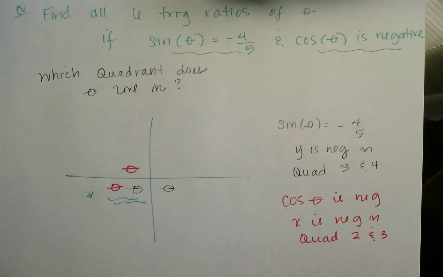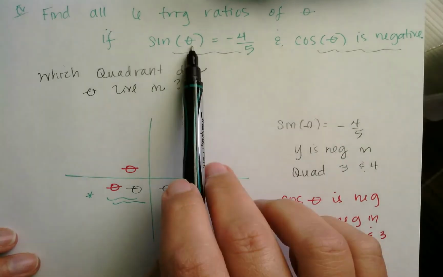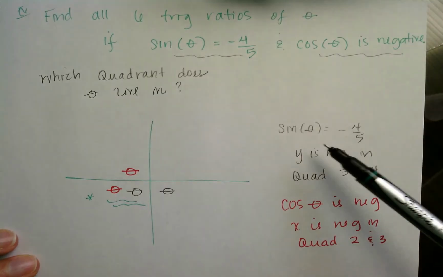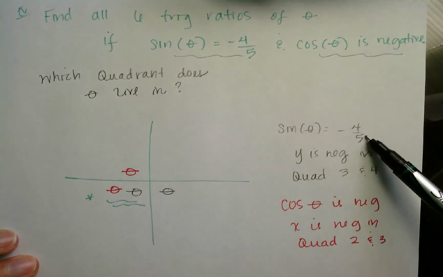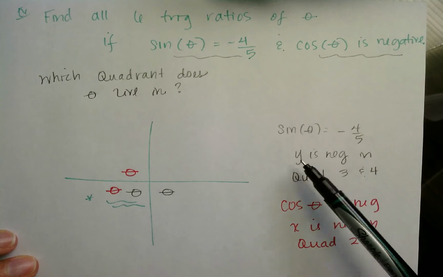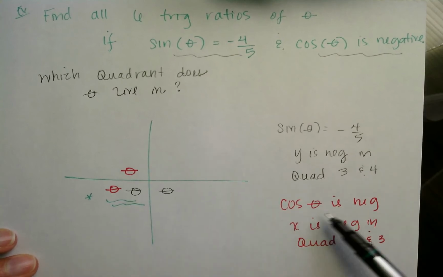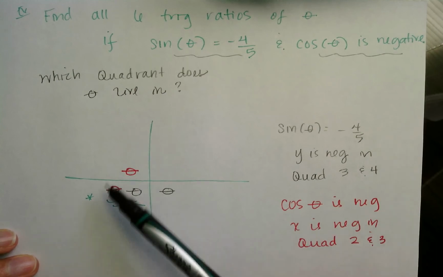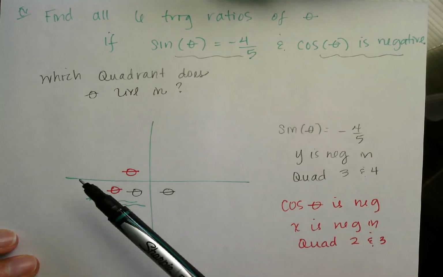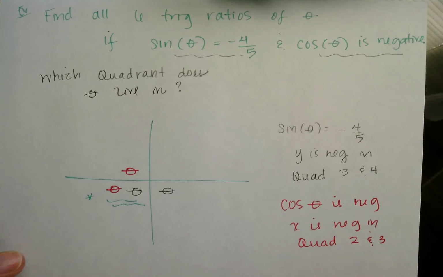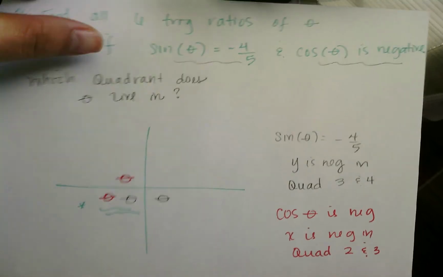So that's how you're going to find where your angle lives. It's only one of those quadrants, and you're going to narrow it down with the information given. Again, sine is the y value. So y is negative in 3 and 4. Cosine is the x value. X is negative in 2 and 3. So that's where they both agree. That's where they both can satisfy theta. So it's quadrant 3. Alright.